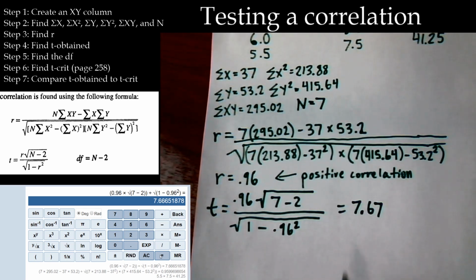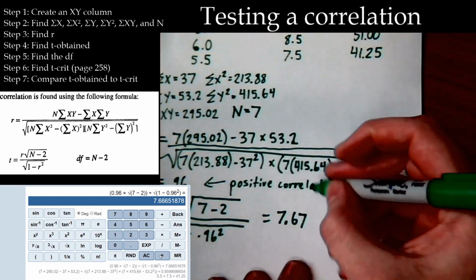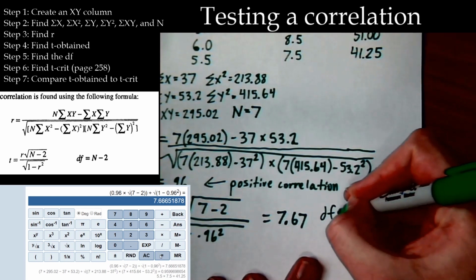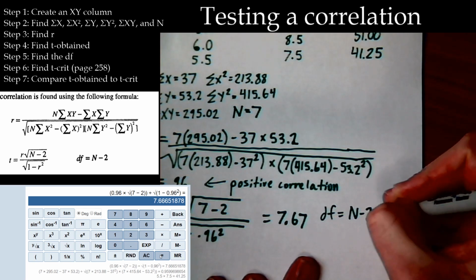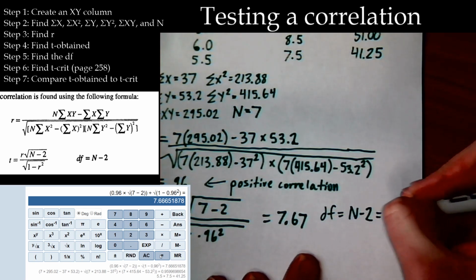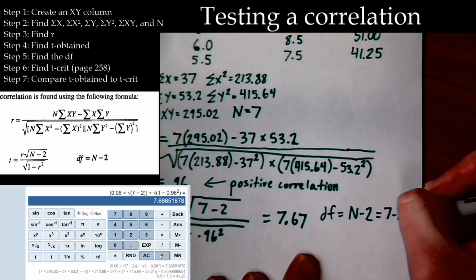I got a positive value for t obtained, but if you do get a negative value for t obtained, make sure that you drop the negative before comparing it to t crit. Next, find the degrees of freedom. The formula for this is n minus 2. So in this case, the degrees of freedom is 7 minus 2, which is 5.